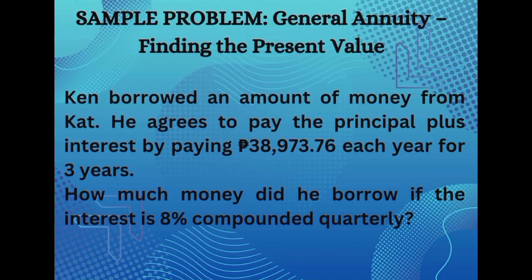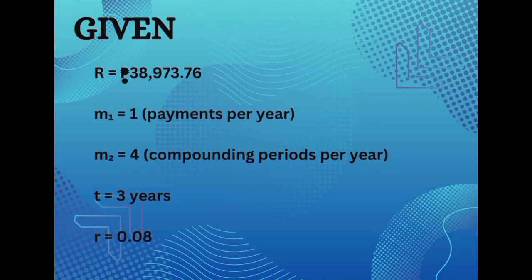Here's the sample problem: general annuity, finding the present value. Ken borrowed an amount of money from Kat. He agrees to pay the principal plus interest by paying 38,973.76 pesos each year for 3 years. How much money did he borrow if the interest is 8% compounded quarterly? Given R equals 38,973.76 pesos. M sub 1 equals 1 payment per year.